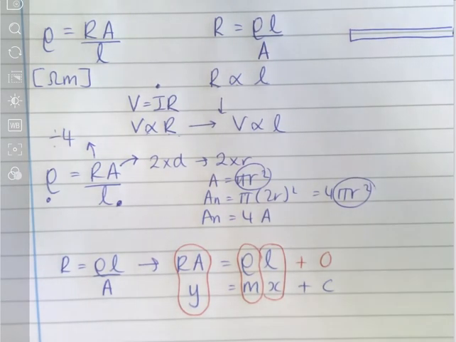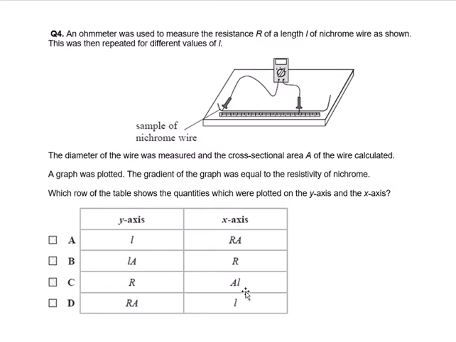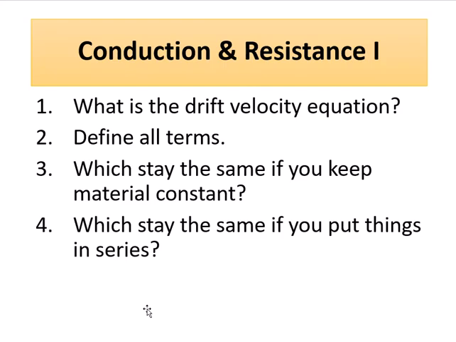So let's see if that works for any of the answers. X is L, y is RA. The answer is D. Okay, next bit of thought. You're going to press pause and try and answer these questions before I explain them. Conduction and resistance. What do we think?